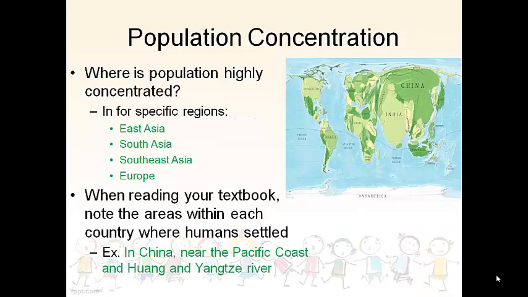If you can see on the cartogram to the right here, it's really in four specific areas: East Asia, where China is, South Asia, Southeast Asia, and finally Europe. Those are the big population groupings. I also want to note this. While you're reading your textbook, within some of these countries, they actually label where humans have settled. For example, in China, the largest concentration of population is near the Pacific coast and by the Huang and Yangtze River. And you could probably apply site and situation to those examples.